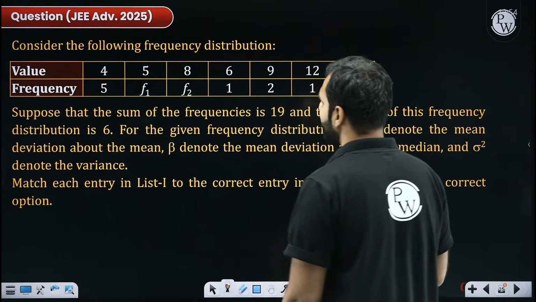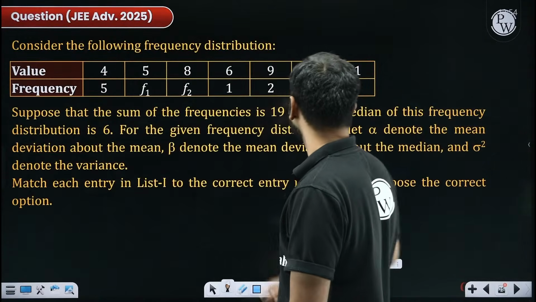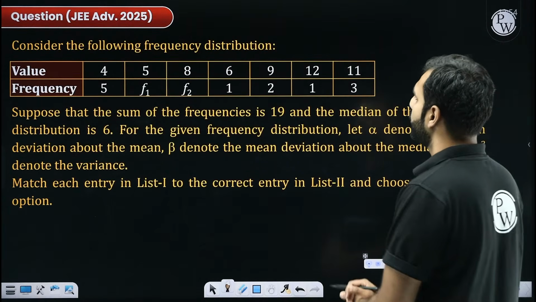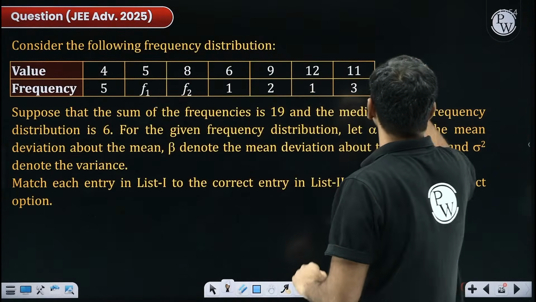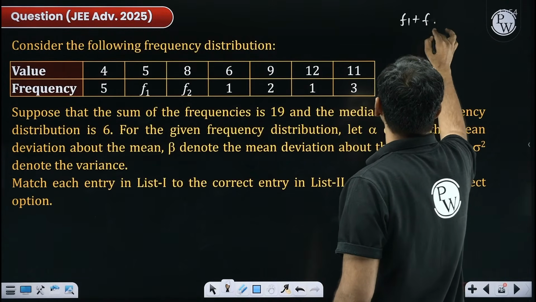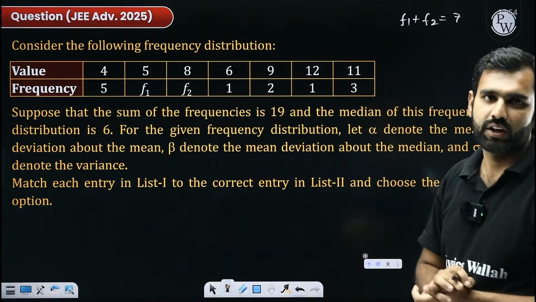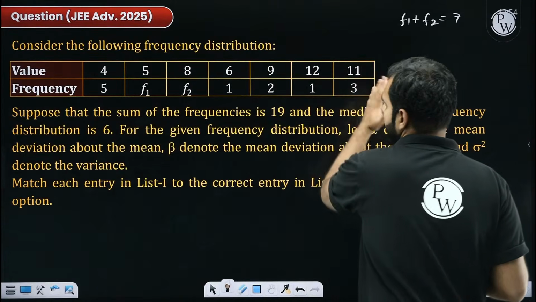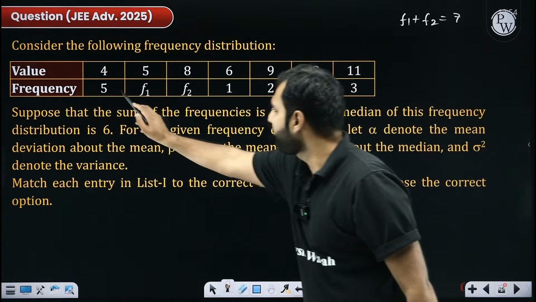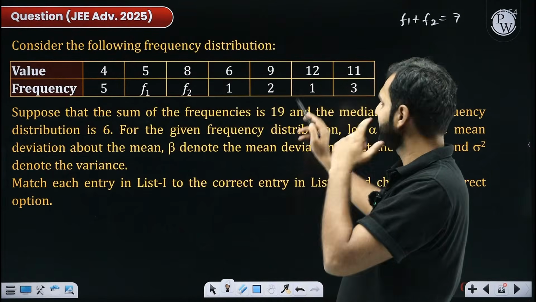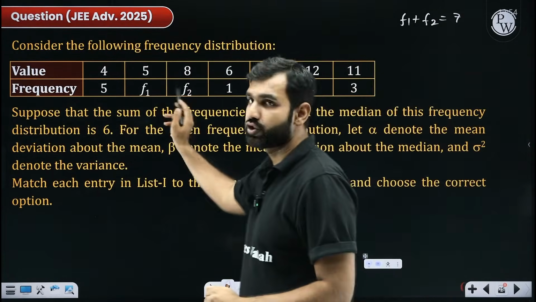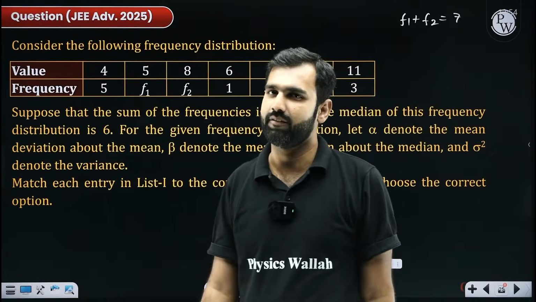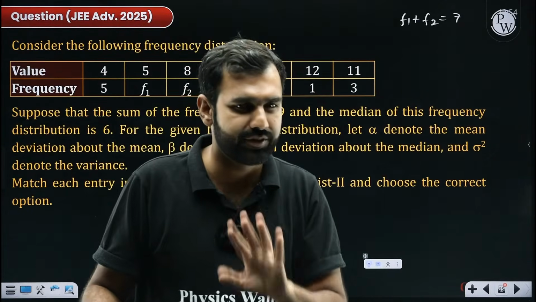So the sum of the frequencies is 19, which means what? 5 plus 1 is 6, 6 plus 6 is 12. So 12 plus f1 plus f2 is 19. Shall I not say the first conclusion is that f1 plus f2 should be 7? Let me repeat: the sum of all the frequencies, 5 plus f1 plus f2 plus 1 plus 2 plus 1 plus 3, should be 19. So 19 minus 12 should be f1 plus f2. 19 minus 12 is 7. So f1 plus f2 will be 7. Everybody understood this part. First data.